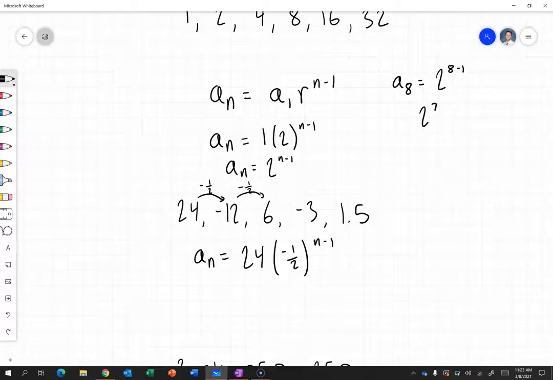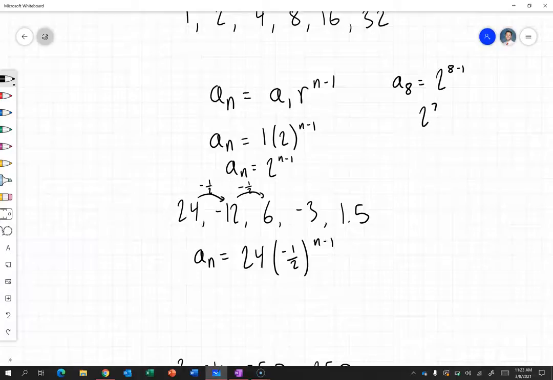Now it's important here that we remember order of operations, right? I cannot say 24 times negative 1/2 is equal to negative 12, because with order of operations, remember, exponents are going to be first. So we need to leave this how it is. Okay, and notice again that I have this in parentheses.